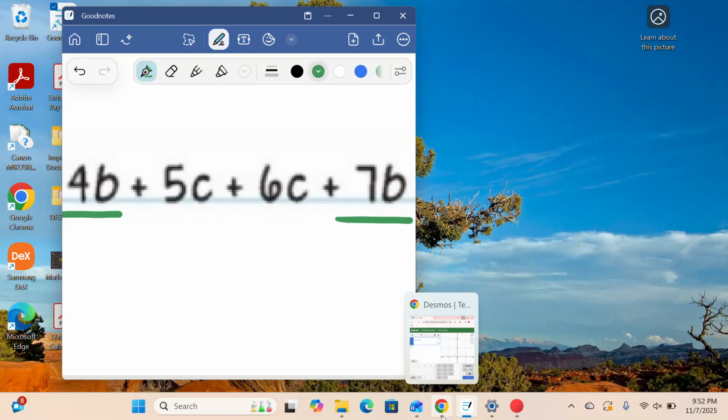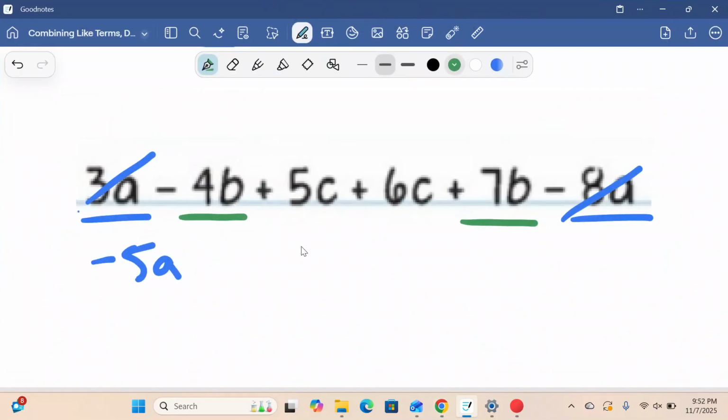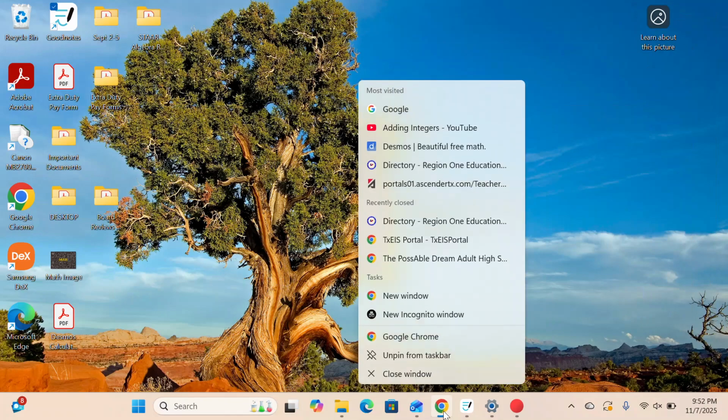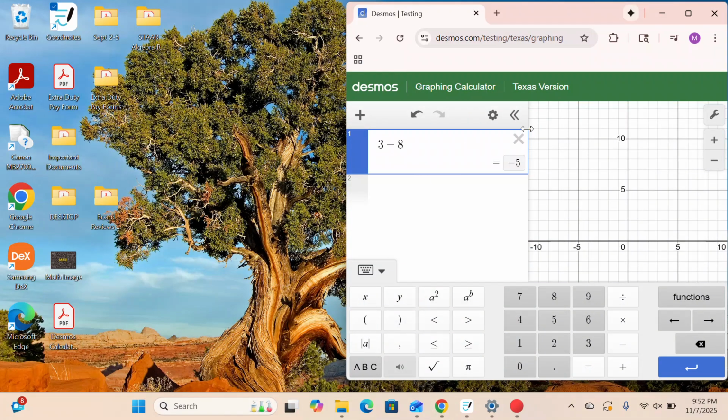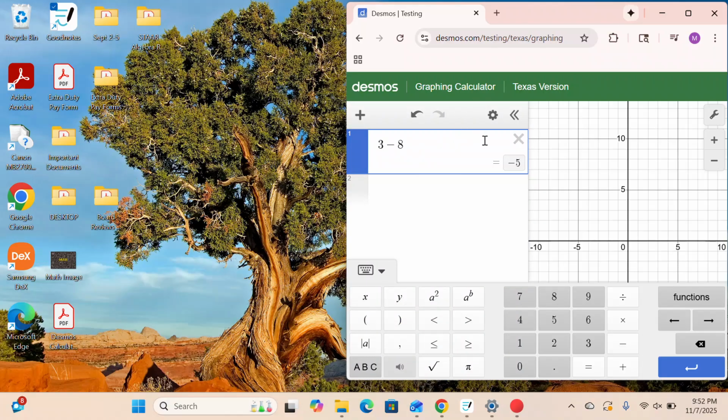I'm going to go ahead and get my Desmos calculator. And once again, by looking at it, I'm going to say negative 4 plus 7. So once again, negative 4 plus 7. I'm going to get my Desmos calculator, and I'm going to do the negative 4 and then the plus here, and then the 7.